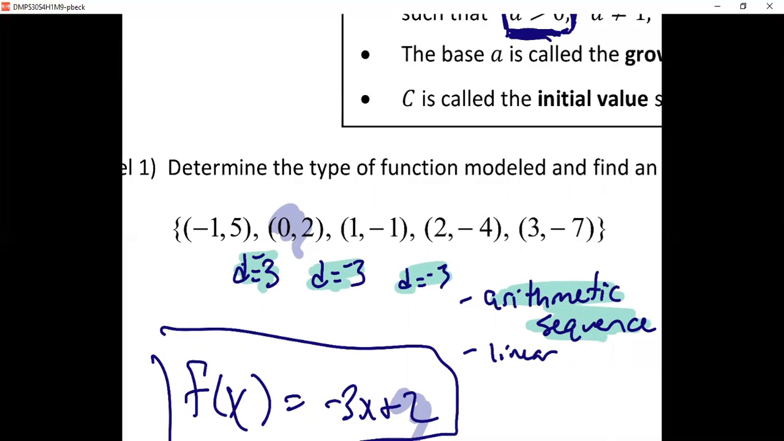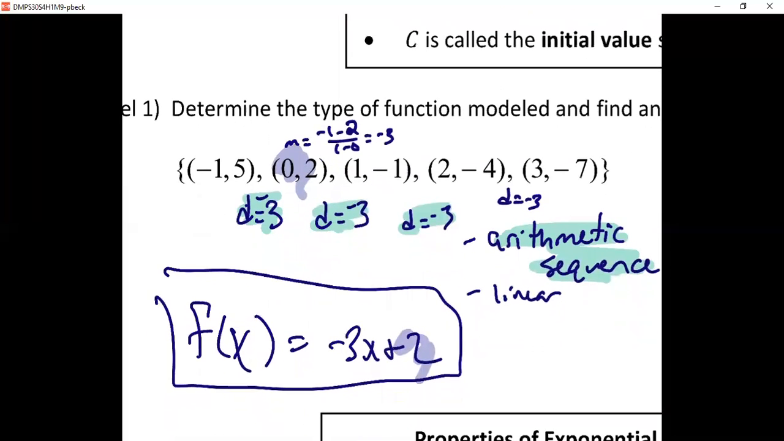2 minus 5 over 0 plus 1. -1 minus 2 over 1 minus 0. So -1 minus 2 over 1 minus 0 gives us a slope of -3. And the fact that we have a common slope throughout each one of these points means we have an arithmetic sequence, which is a linear function. Because we are given the y-intercept, f of 0, it's easier to put this into slope-intercept form, because we have our slope of -3, also known as the common difference, and our y-intercept of 2.